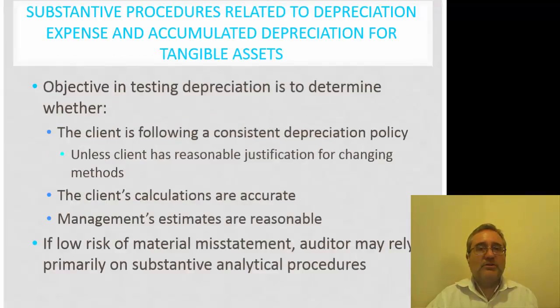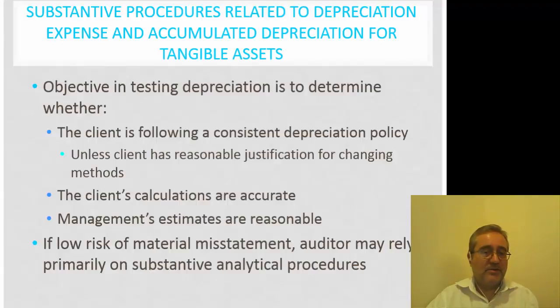We want to also consider the procedures for depreciation expense and accumulated depreciation for tangible assets. The objective for testing depreciation is to determine whether the client is following a consistent depreciation policy. If the client has a justification for changing the methods, we need to understand this. We need to determine the calculations. Again, we're looking at these from the perspective of reasonableness.